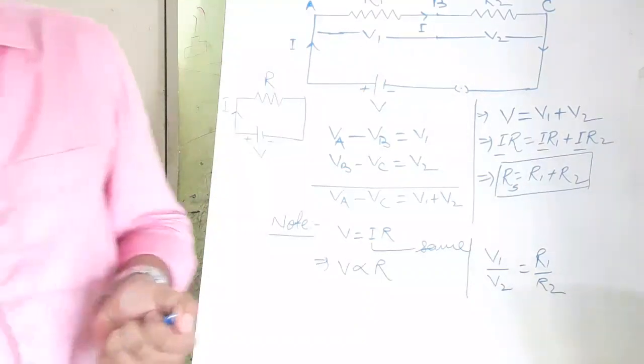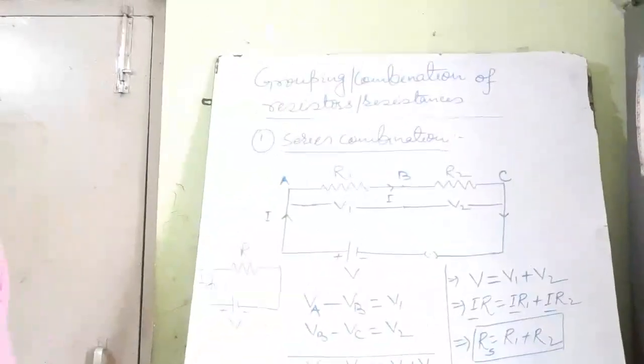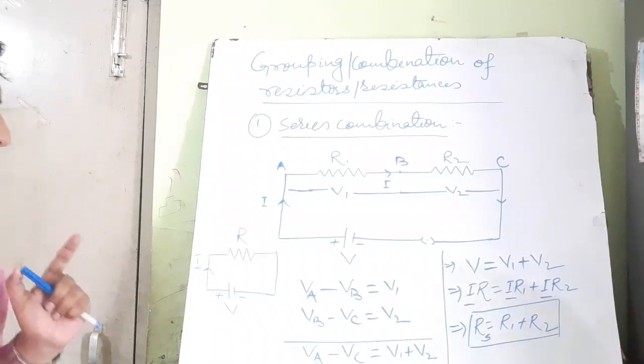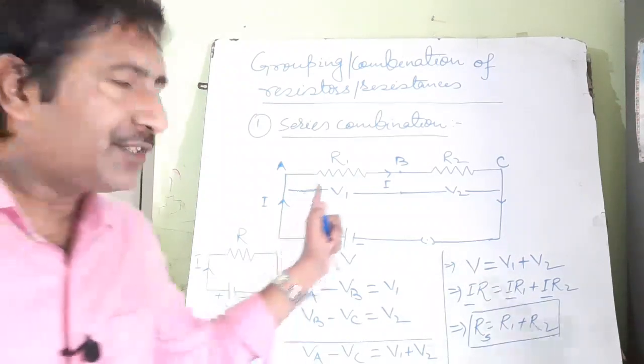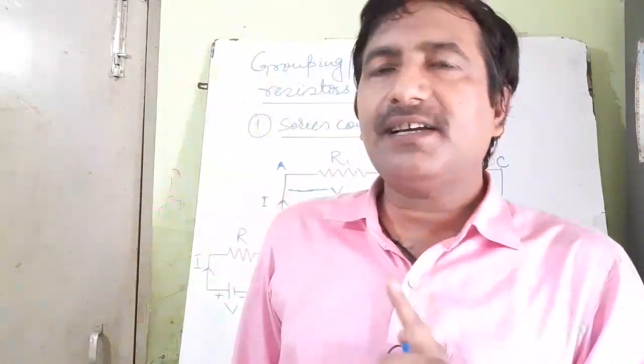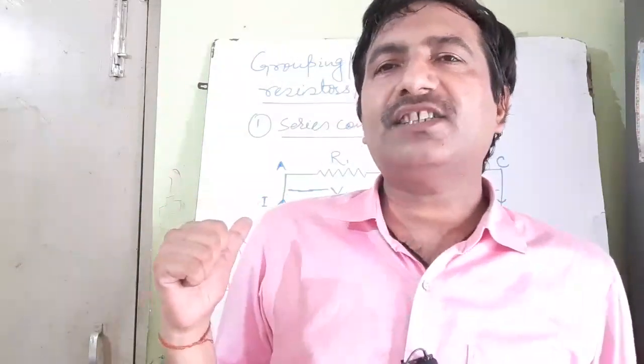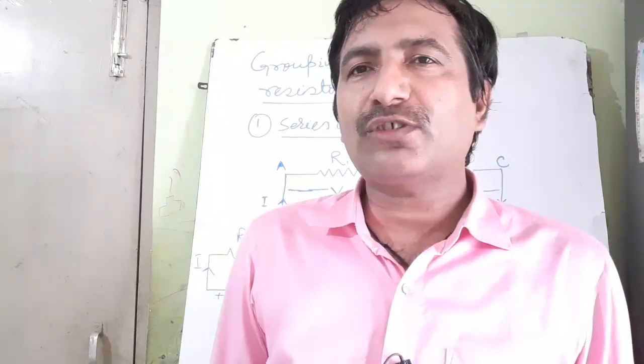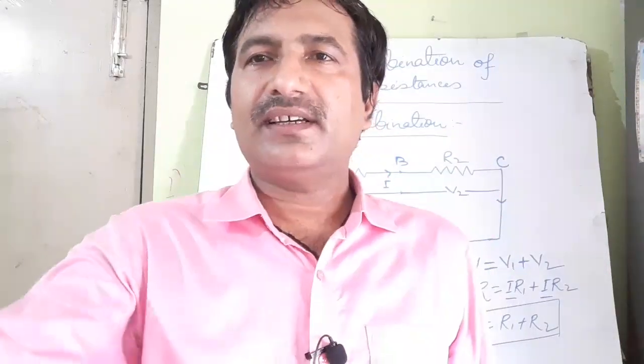What does it mean? It means the potential difference across the resistance with higher resistance is more than the potential difference across the resistance with lower resistance. Okay, you can conclude this here. So you learnt these three basic points from series combination of resistors. Now I will proceed to discuss about parallel combination of resistors.